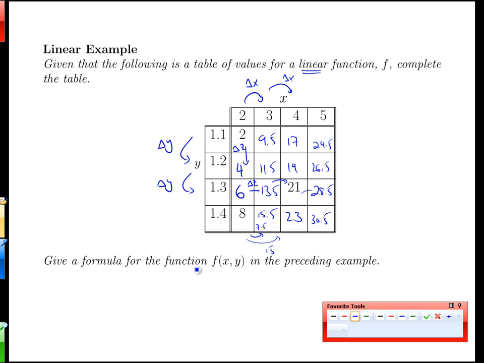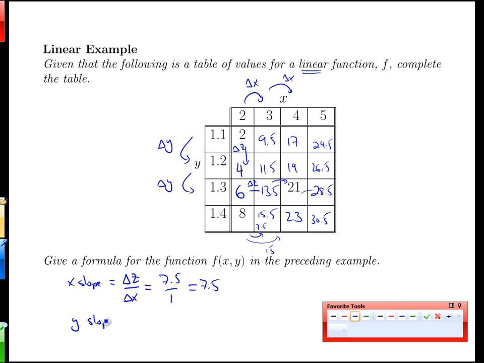Now, what about a formula? Can we get a formula out of this particular table? Of course we can. We have all the information about the function here. Let's talk about the x-slope. Well, the x-slope is the change in z divided by a change in x. And we just said, if we take one step in x, we go up by 7.5. And the delta x is 1, so that slope is going to be 7.5.